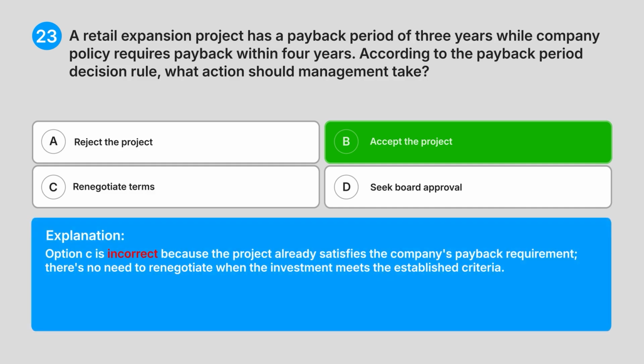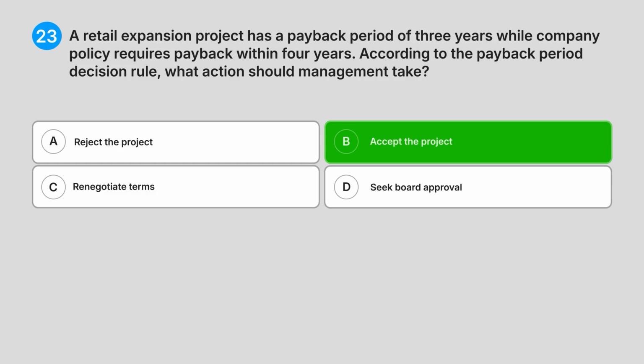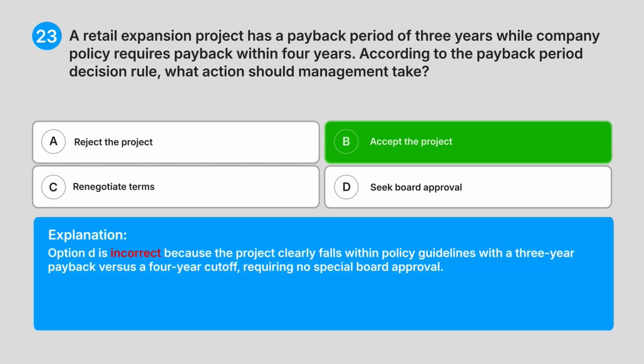Option C is incorrect because the project already satisfies the company's payback requirement. There's no need to renegotiate when the investment meets the established criteria. Option D is incorrect because the project clearly falls within policy guidelines with a 3-year payback versus a 4-year cutoff, requiring no special board approval.